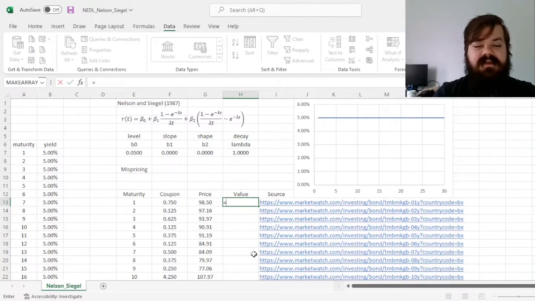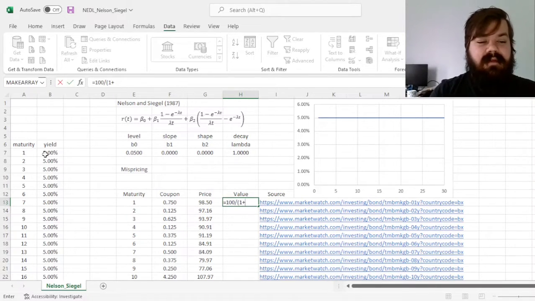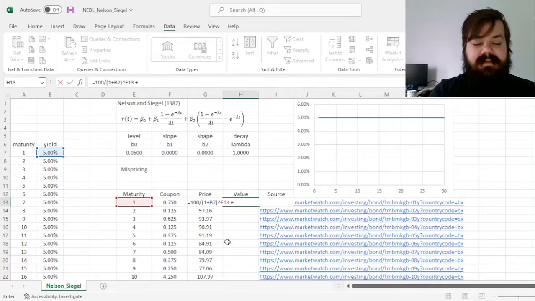So first, to value all of them, we need to keep in mind that by default, the principal of any UK government bond is 100. And again, most bonds conform to this. So we can first introduce the discounted cash flow value for the principal. So 100 divided by 1 plus the relevant yield. So for the 1 year bond, we're using the 1 year yield here. And then we raise it to the power of this bond's maturity. As we drag it down, this will correctly account for the yield of a relevant maturity.